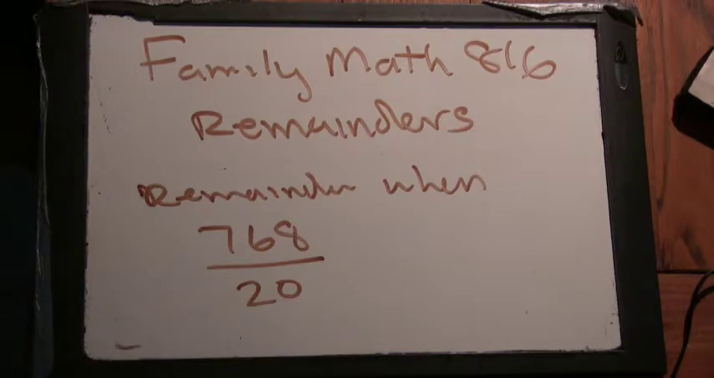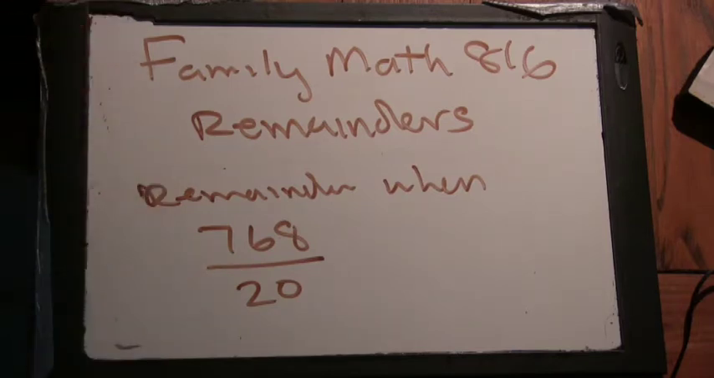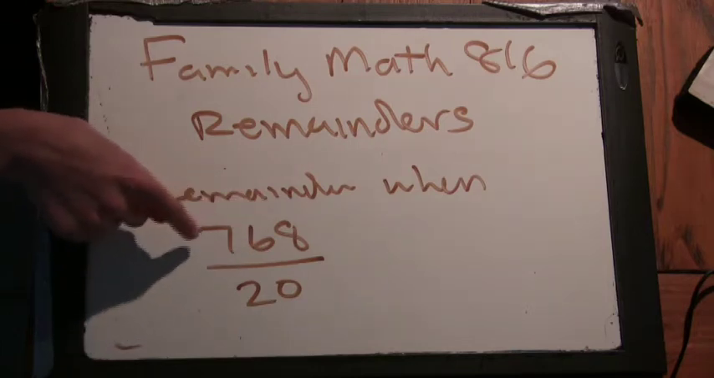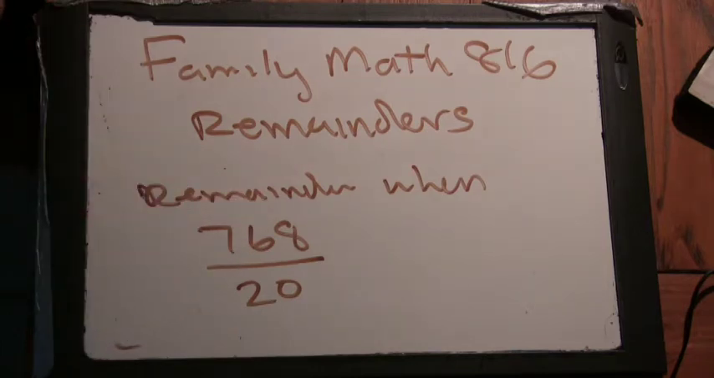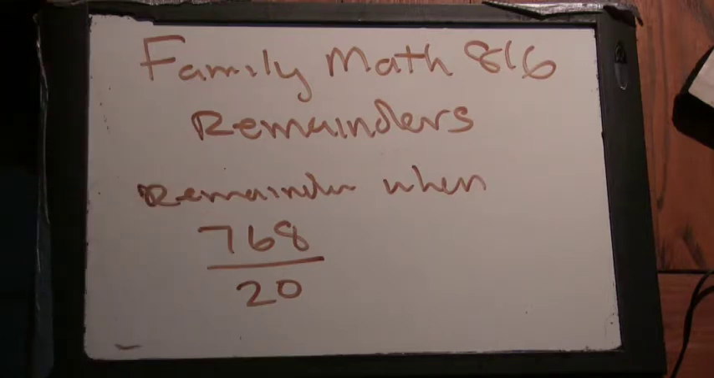So you can look at the closest multiple of 20, which is easier to find. The nearest multiple of 10 would be 770, but this isn't divisible by 20 because the tens digit is odd. So it would be 760. All right. So it would be remainder 8. Remainder 8. Okay, good.